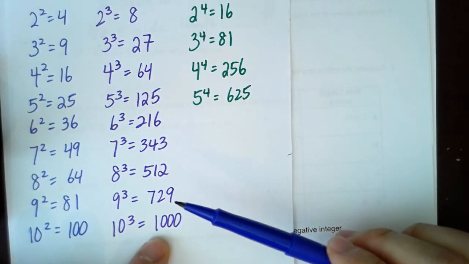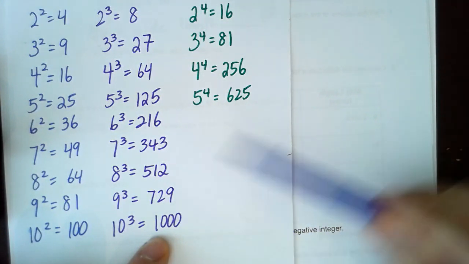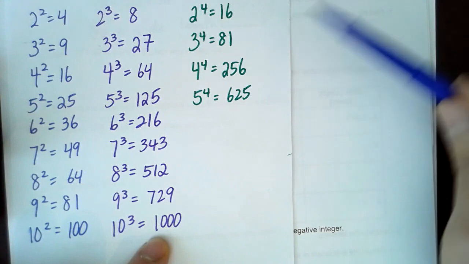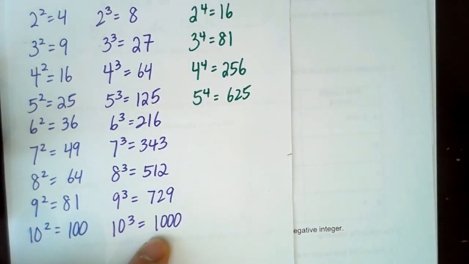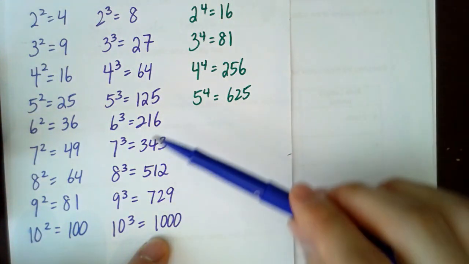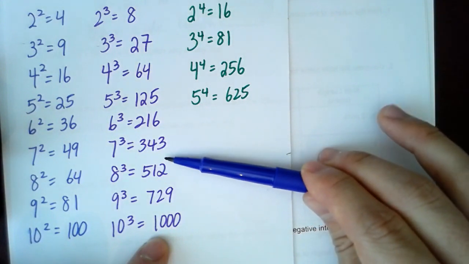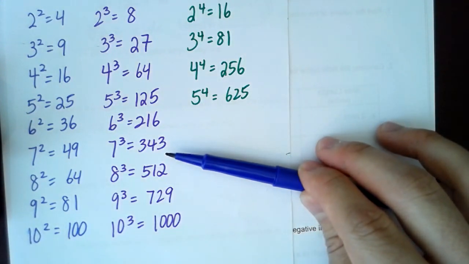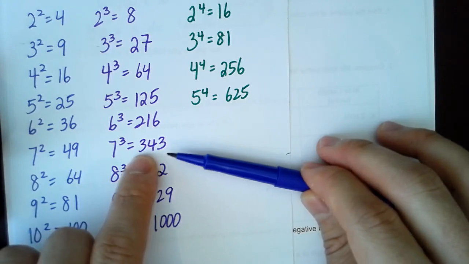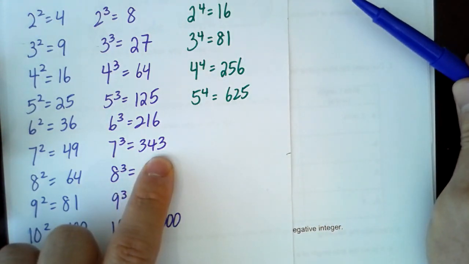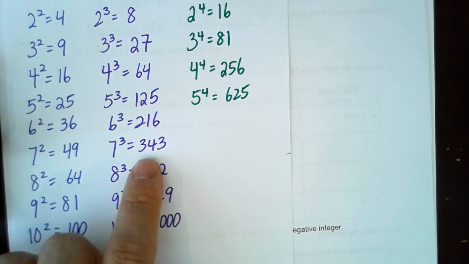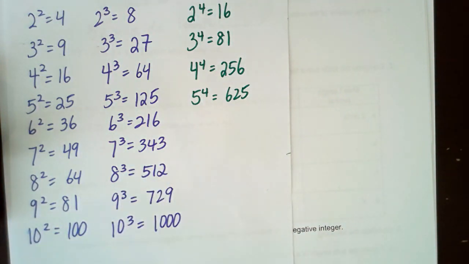512 almost worked. If this was 1024, it would have worked. 1,000 is way too close. What about 343? This is very interesting because it ends in a 9, and I'm trying to think, what's 343 times 3?